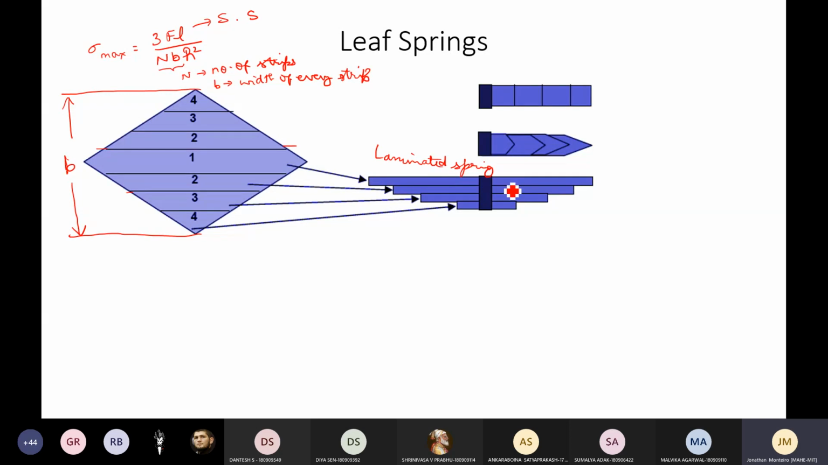Notice that the shape is still straight here. We'll come to the curvature later. This is a laminated spring, also called a multi-leaf spring. Okay, not a single leaf. And this is how we get those graduated leaves.